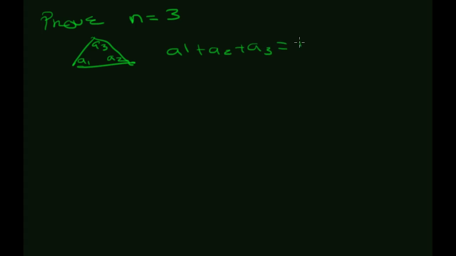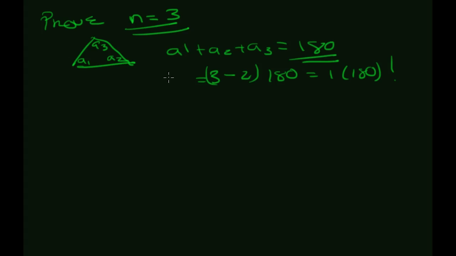Okay, so we're going to prove that this is true for n equals 3, right? So if we have n equals 3, we have a polygon which is a triangle. And we have three angles, A1, A2, A3. And we know that A1 plus A2 plus A3 should equal 180 because it's a triangle. And if I think about this, that's the same as 3 minus 2 times 180, which is 1 times 180. So this means that my theorem works for all triangles.